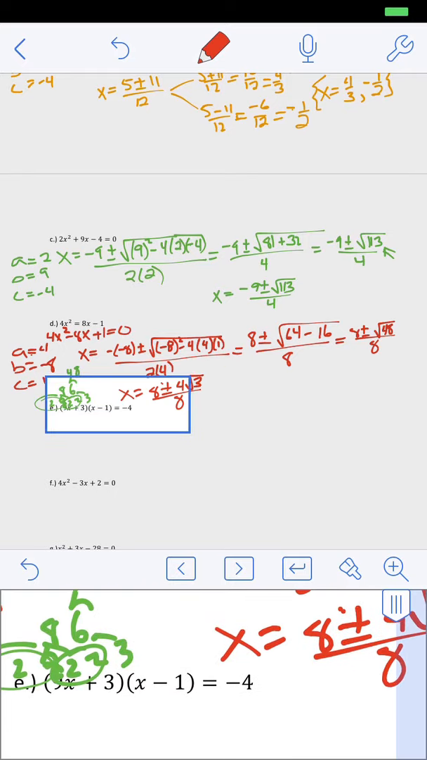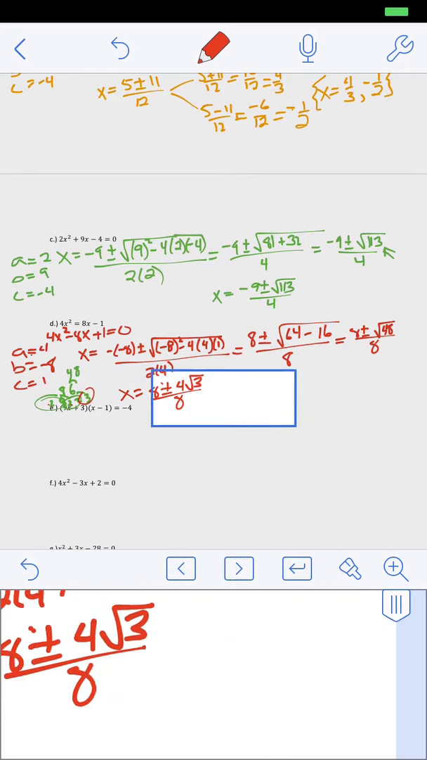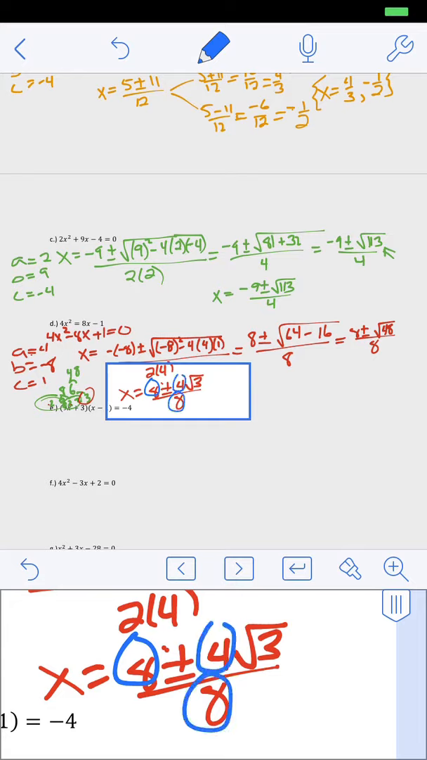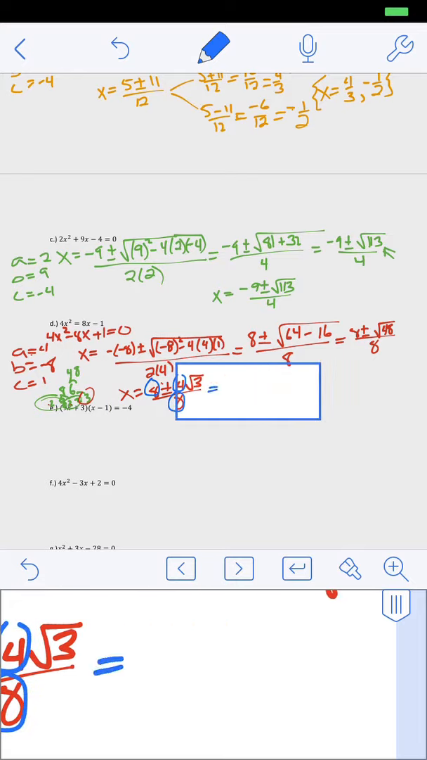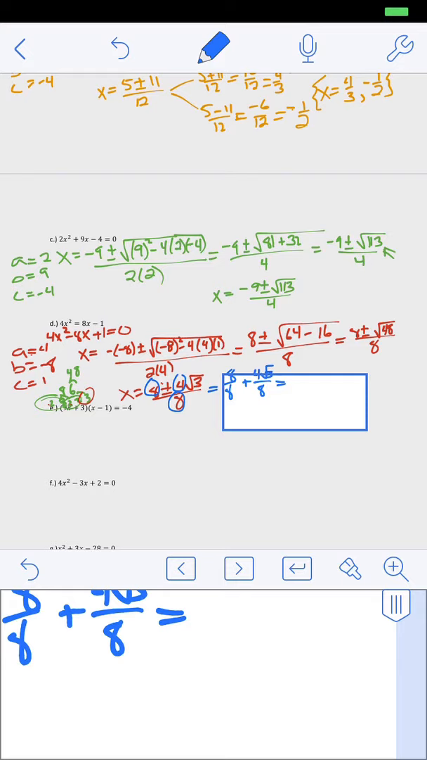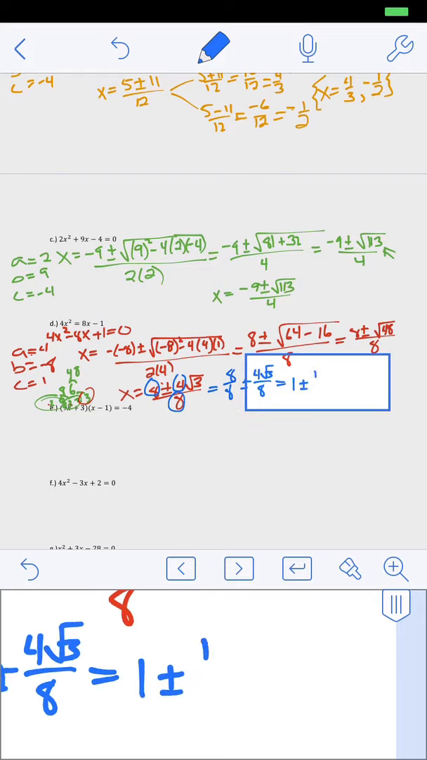So 4 root 3, right? Because I have 2 and 2 makes 4 on the outside. There's one 3 left over on the inside. And I can't simplify it down to a whole number, but I see some things in common, right? I see that this 8 and this 8, and then I also have a 4. So if I were to split this into 2 fractions, 8 over 8 plus or minus 4 root 3 over 8, I would get 1 plus or minus, 4 over 8 would go down to 1 over 2, so root 3 over 2.